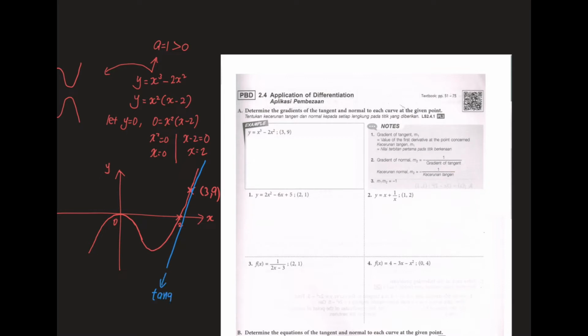And what is tangent? Tangent is a straight line that passes through a particular given point. So the point is given as this 3, 9. So tangent at this point, of course, passes through this point, and at the same time it touches the curve at that point only. Other than this point, it never touches the curve anymore. So this is tangent. Okay, and then what is normal? Normal is another straight line which is perpendicular to tangent. So this green line is normal.